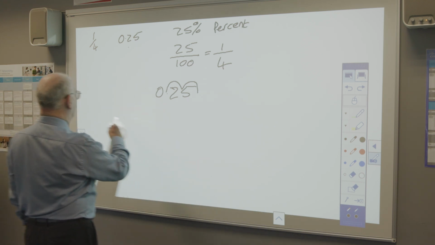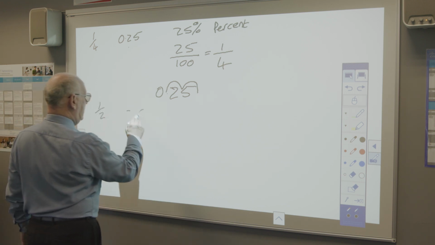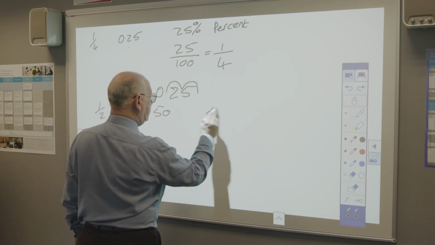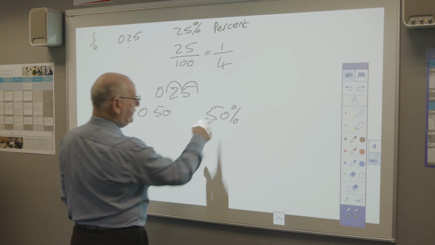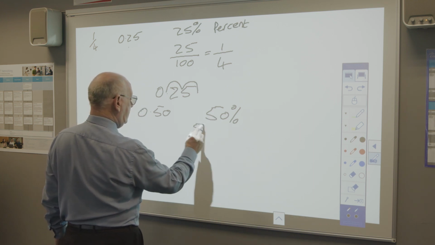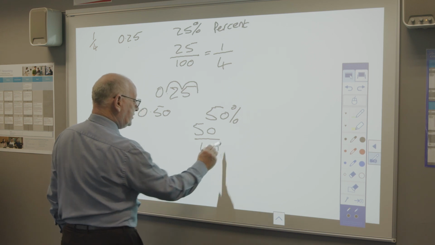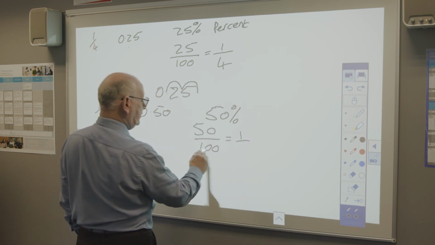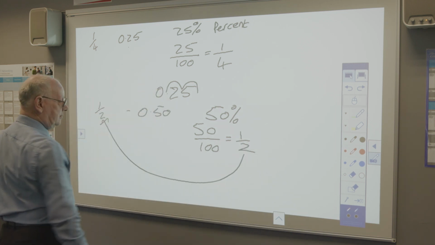So if we had a half, 0.5, 50%, 50 out of 100 for the percentage. Cancel that down to its simplest form. 50 into 50 is 1, 50 into 100 is 2, and there you are, you're back again.